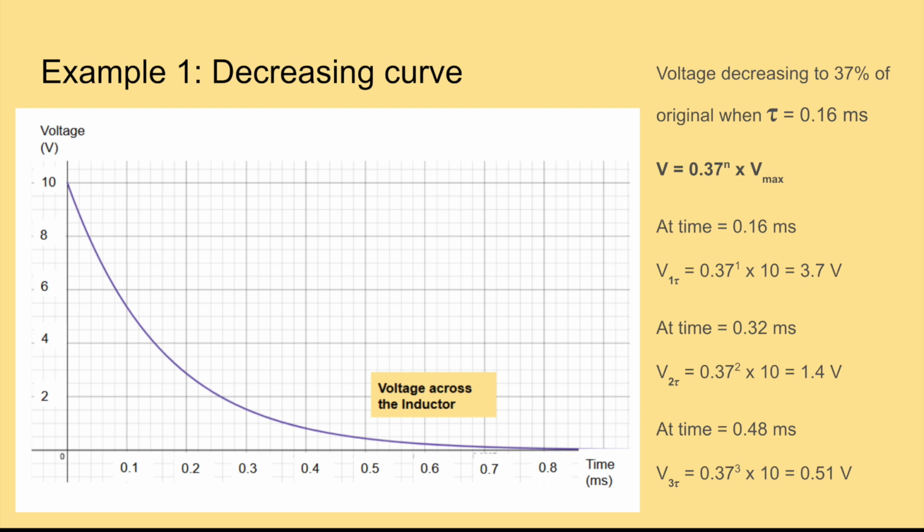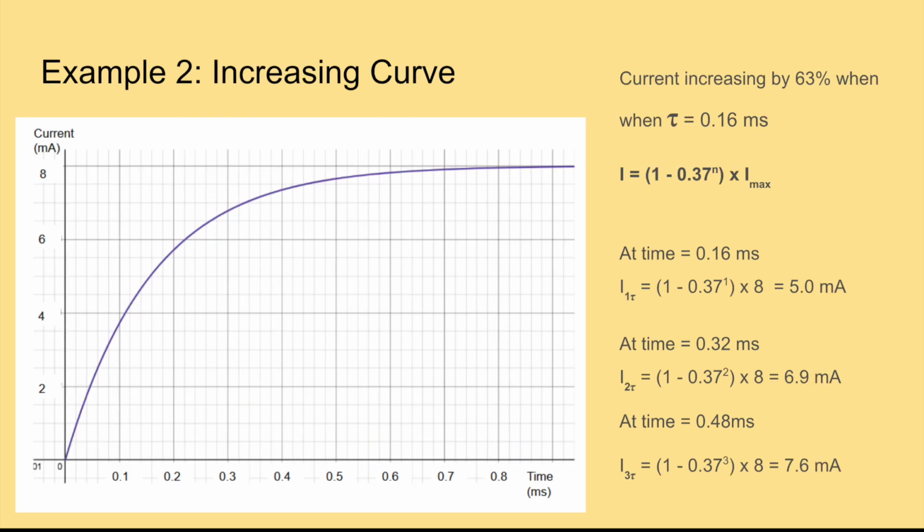So for example, at two time constants, if you want to find the voltage, it's 0.37 squared times 10, the maximum voltage for our circuit, and we get a voltage of 1.37 volts. Because that's at two time constants, we have to double the time, and we could plot those points on our graph. So at 0.32 milliseconds, if I plot an X, I will see on my curve that that works out to be about 1.4 volts.